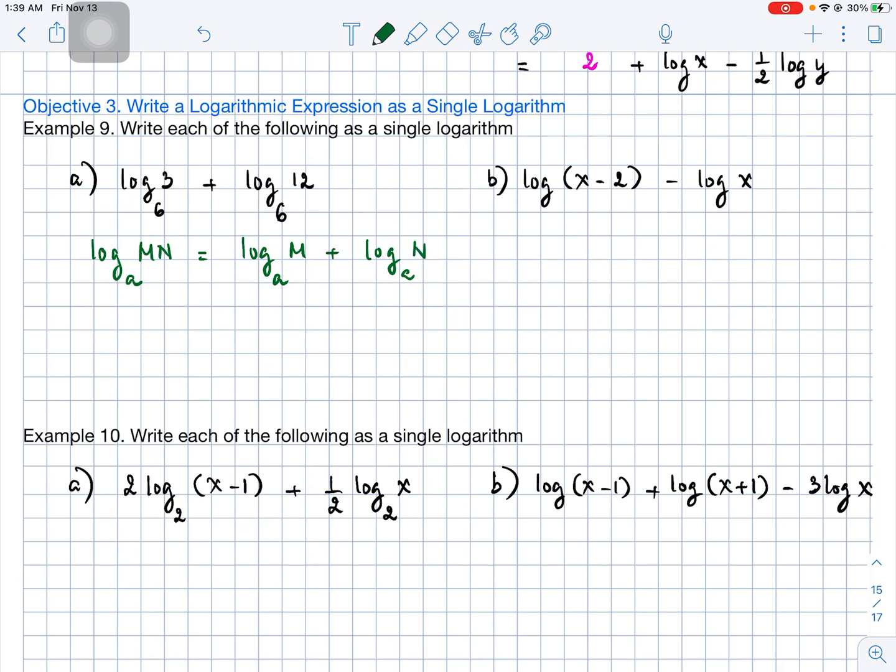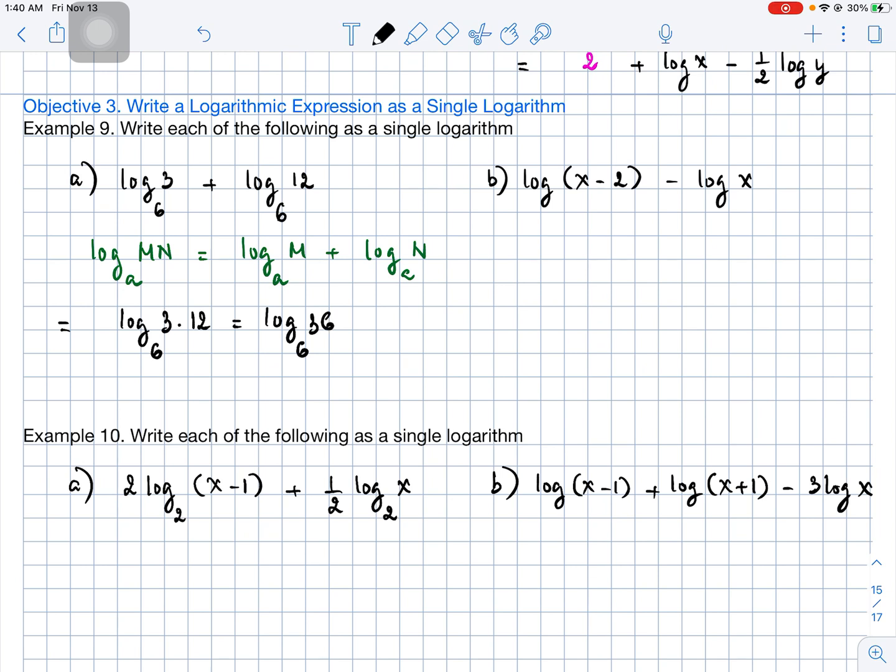So in part A, you have a plus in between the two logs, and they have the same base 6. Then we can combine them to make a single log. Then the m is 3 and the n is 12. The answer will be log base 6 of 3 times 12. And we can multiply the 3 and the 12. So 3 times 12 is 36.